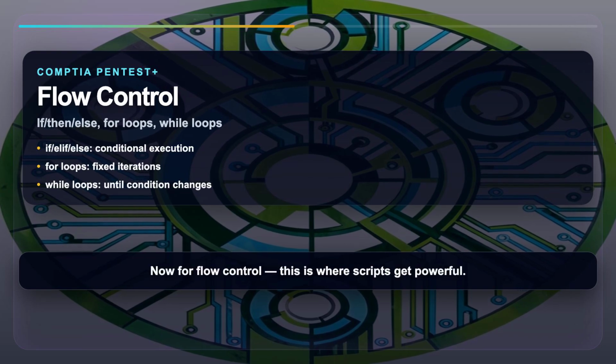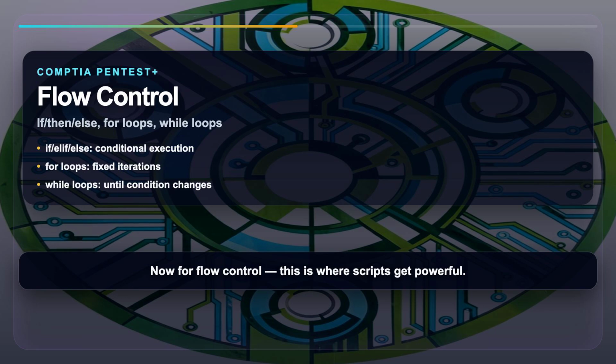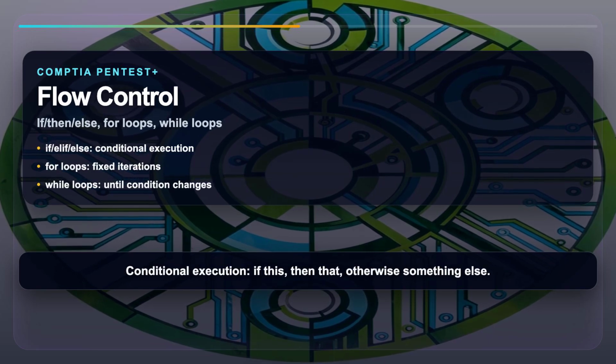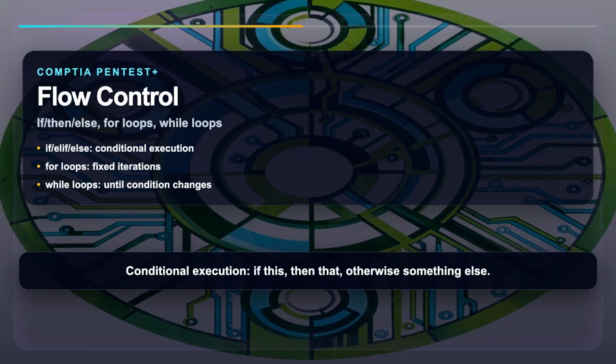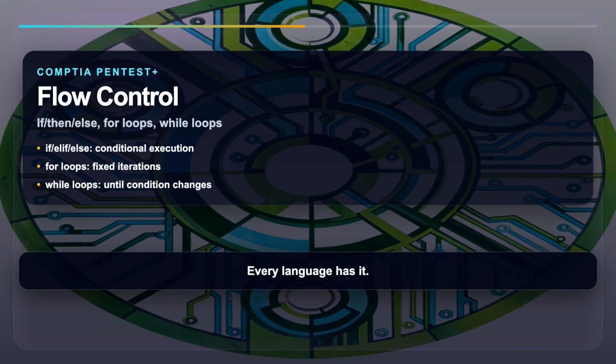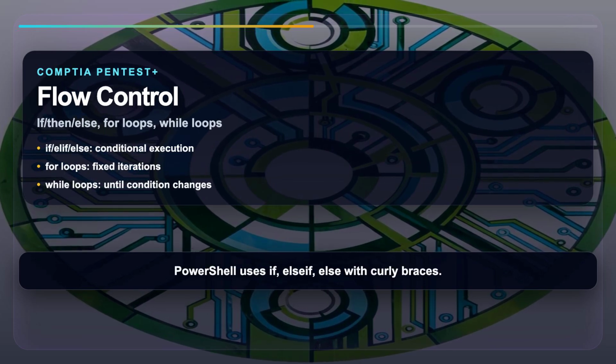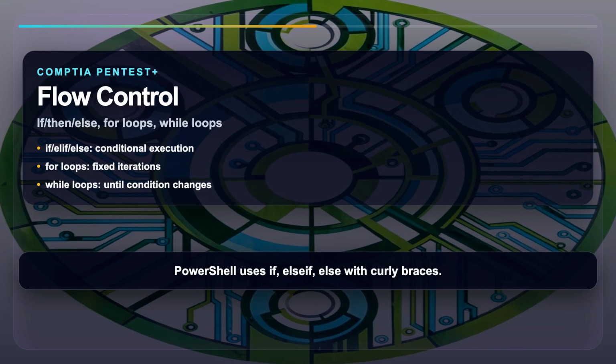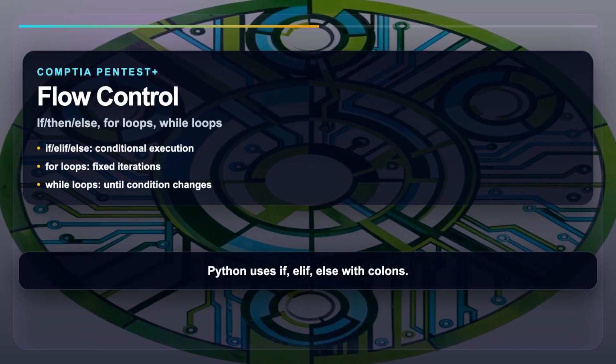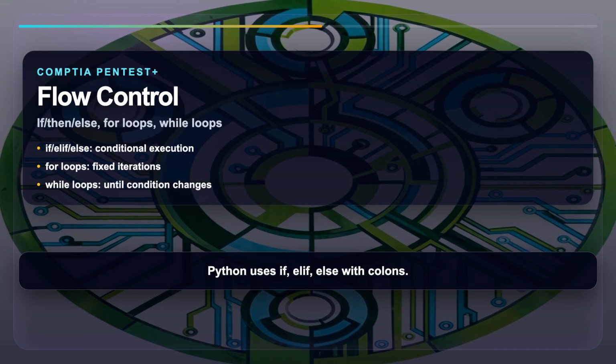Now for flow control. This is where scripts get powerful. Conditional execution. If this, then that, otherwise something else. Every language has it. Bash uses if, elif, else, and fi. PowerShell uses if, elseif, else with curly braces. Python uses if, elif, else with colons.